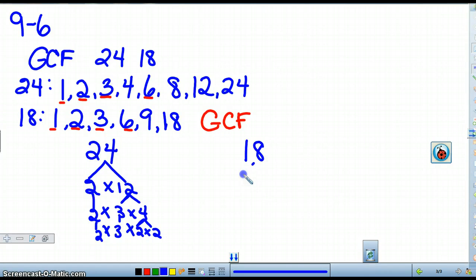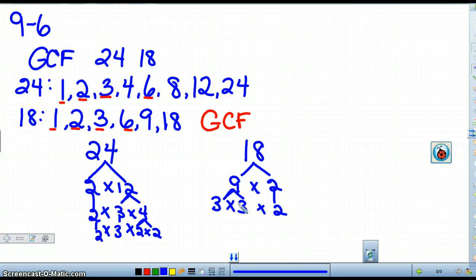I'm going to go over to 18. I can choose 6 and 3. I can choose 9 and 2. Doesn't matter. I'm going to choose 9 and 2. 9 times 2 is 18. 2 is a prime number. It's not going to be broken down anymore, but 9 can. 3 times 3. Now I'm left with primes for each of them.